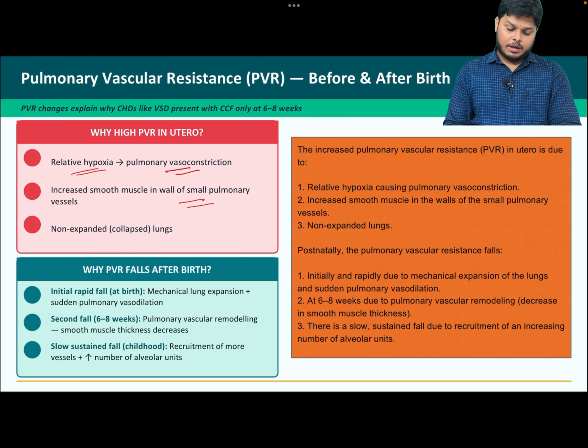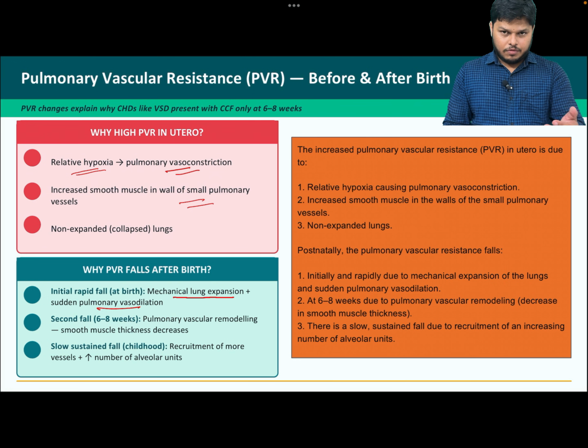Then after birth, what happens? There is an initial rapid fall. Why is there an initial rapid fall? Due to mechanical lung expansion and sudden pulmonary vasodilatation. The second fall is between 6 to 8 weeks.